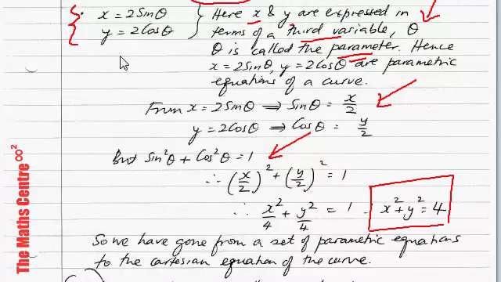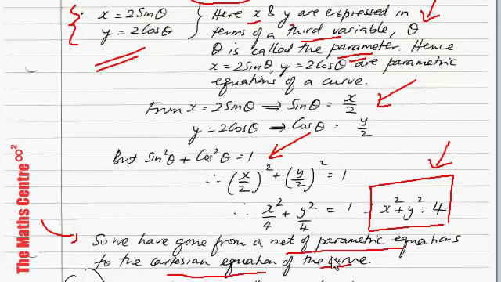So we started with the parametric equations of a curve, and we ended up with the Cartesian equation of the curve. That's a very important line I have written here. We have gone from a set of parametric equations to the Cartesian equation of the curve. By eliminating theta, we are able to arrive at the Cartesian equation x squared plus y squared equals 4, where we don't see any theta, only x and y.